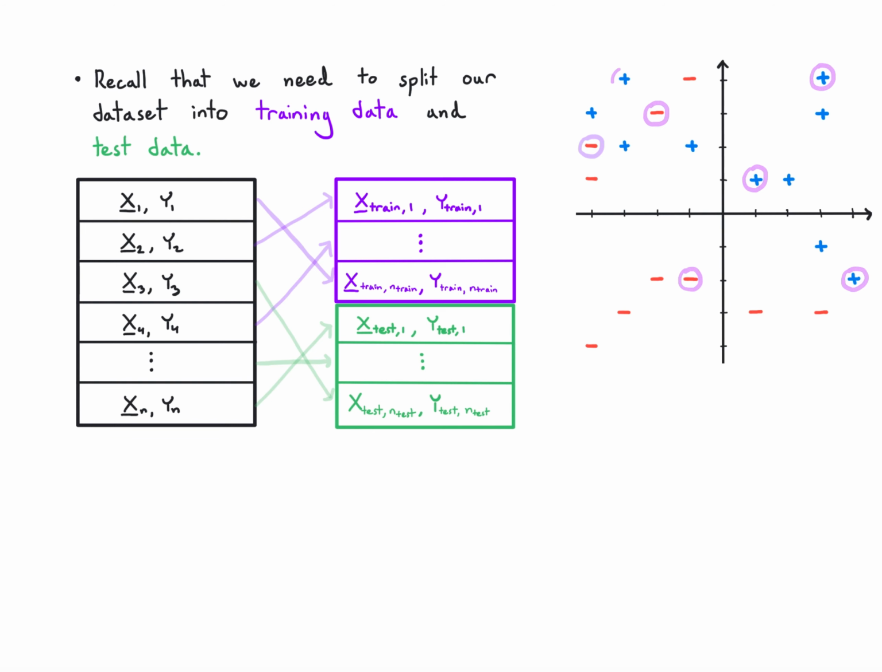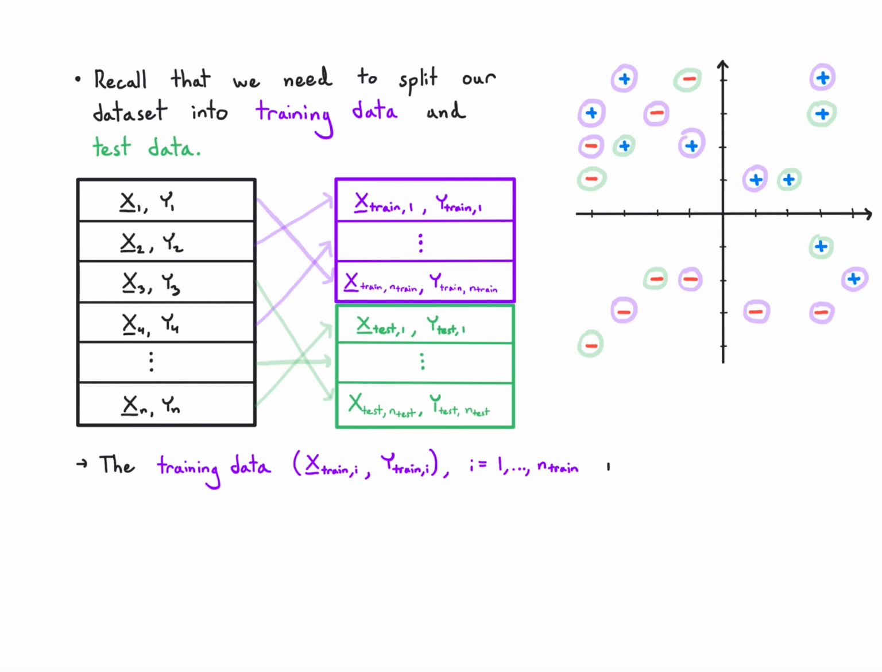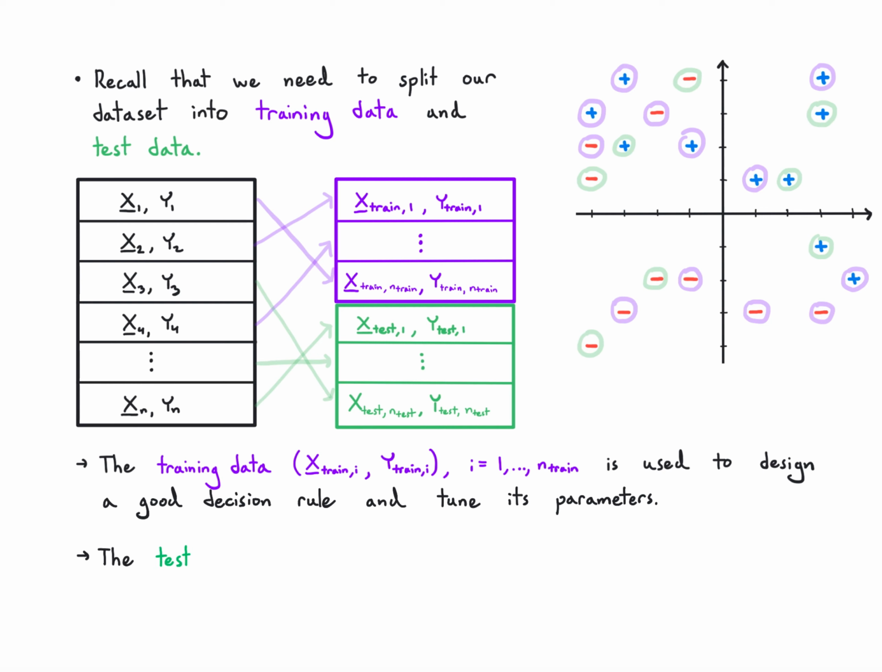I'm circling those in this example in purple for the training data set and the rest in green, just to give you a visualization. So I have some training and some test data. The training data, x train and y train, and I have n train of those points. I'm using that to design my classifier or decision rule, and I'm also going to use it to tune the parameters of my decision rule. So, if I want to put a certain amount of importance on the weight of an orange versus a certain amount of importance on the radius of the orange and so on, all of those decisions I have to make using my training data.